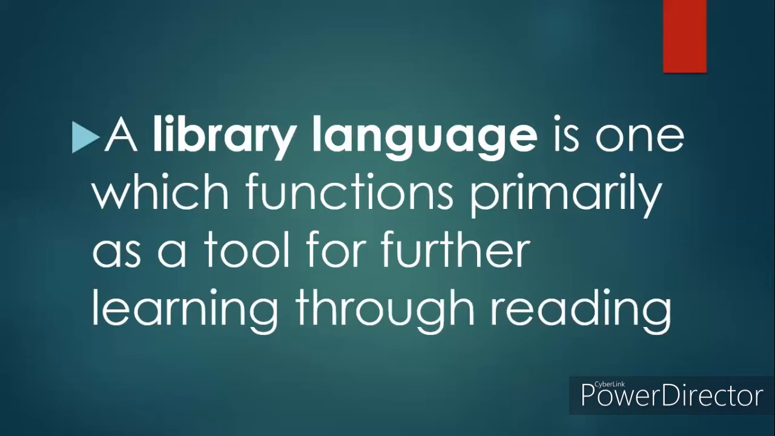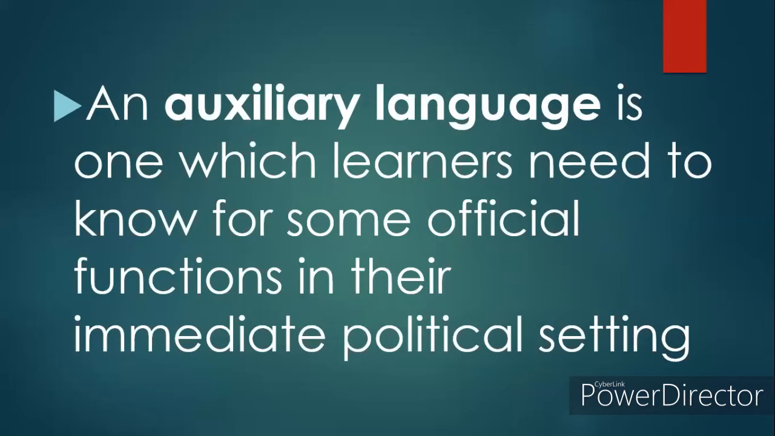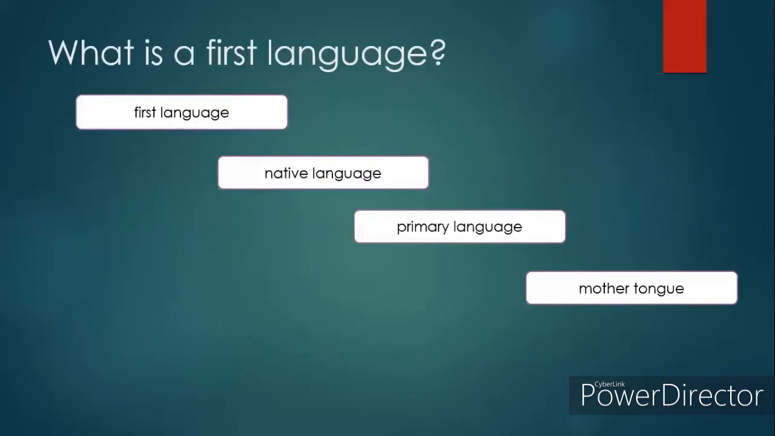Okay, and an auxiliary language is one which learners need to know for some official functions in their immediate political setting or will need for purpose of wider communication, although their first language serves most other needs in their lives. Usually when we say auxiliary language, this happens when two persons speak entirely different languages and they need a common language, which will make them understand each other. So that's auxiliary language.